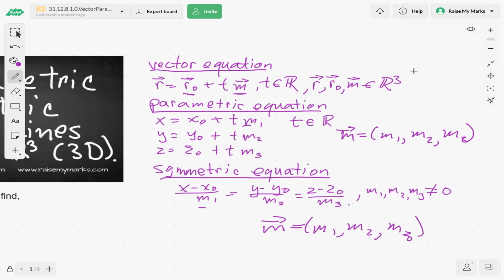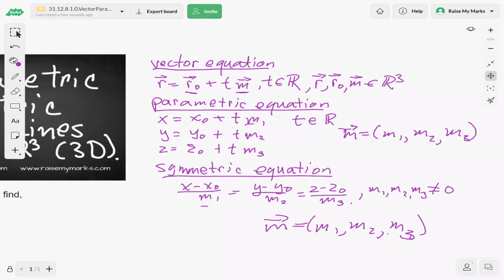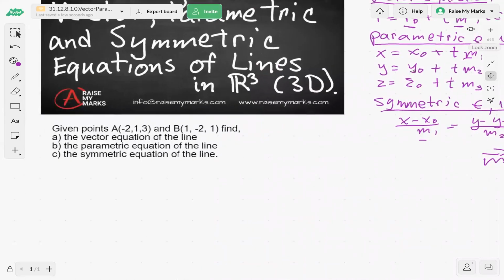And in this third case, we need to ensure that none of these values are 0, m1, m2, or m3 do not equal 0 because we're dividing by them. All right. Okay, so keeping this in mind, let's have a look at what questions were asked.